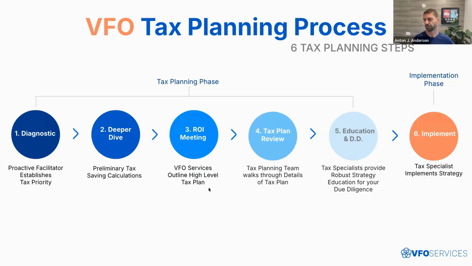After we go through the ROI meeting, if the client wants to move forward and they've made the tax planning deposit, we move into the tax plan review where we go through exactly what the strategies are, what different levers we can potentially pull. Then from there, if the client would like to move forward, we go into the education and the due diligence. There's some nuances here in terms of where the guarantees are still applicable, where things are refunded, where they're not. Again, watch that 25-minute video because that's where I go through the details.